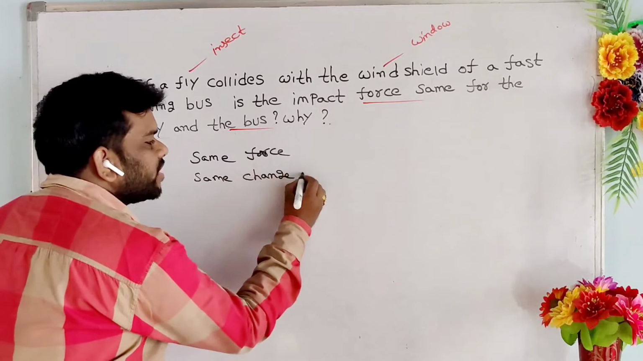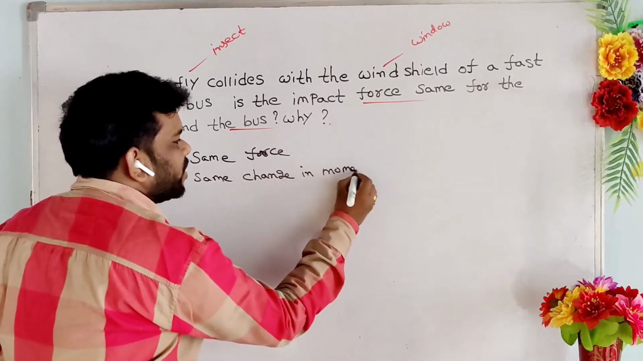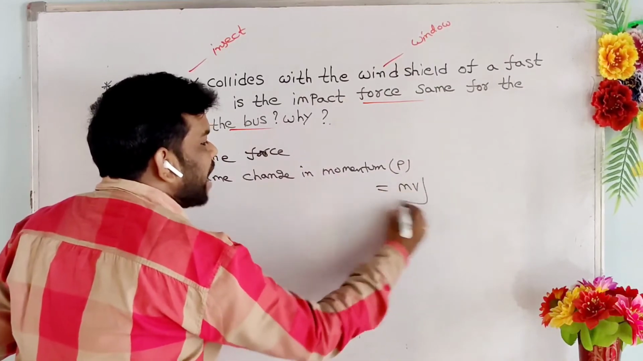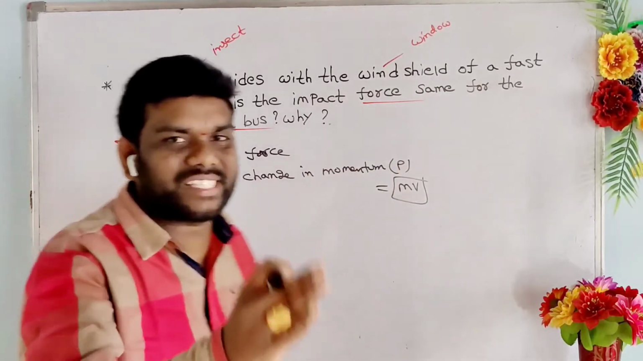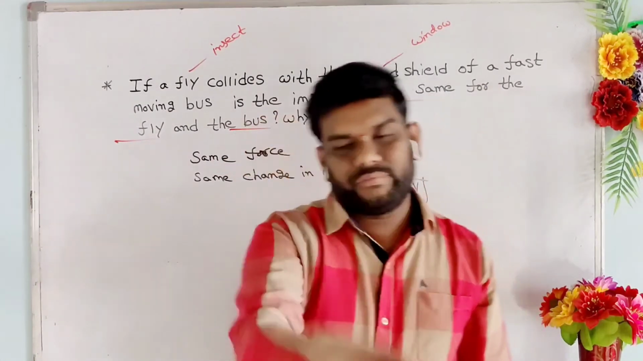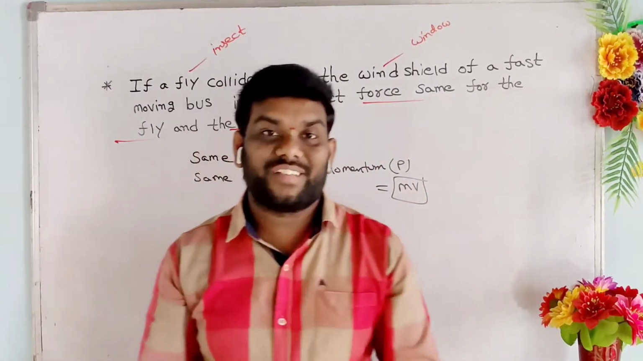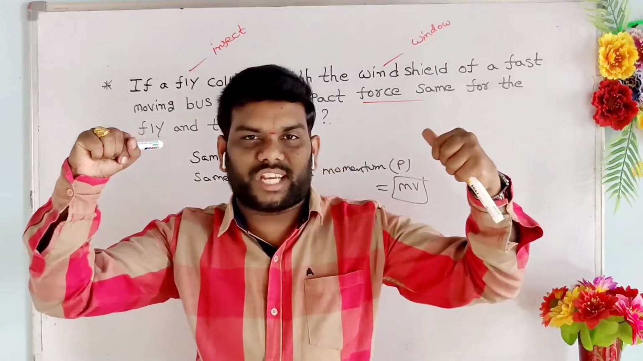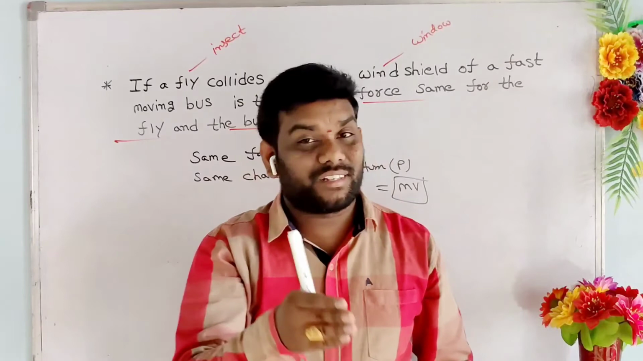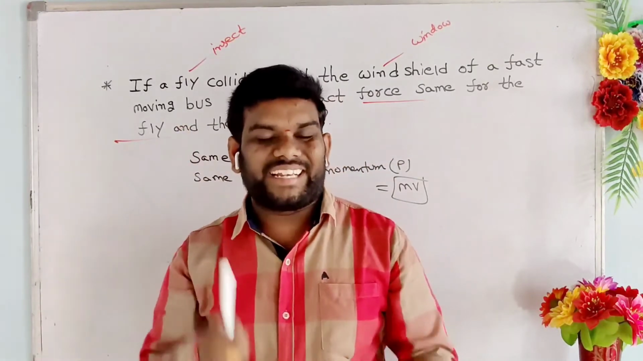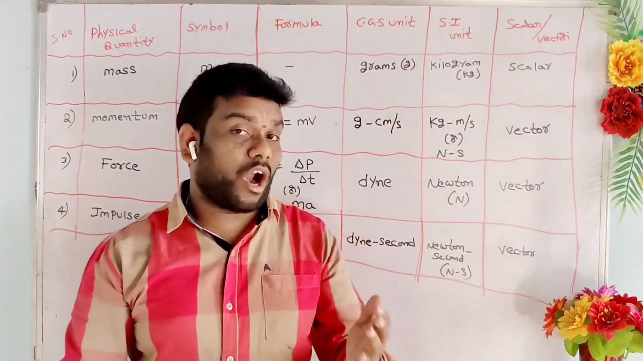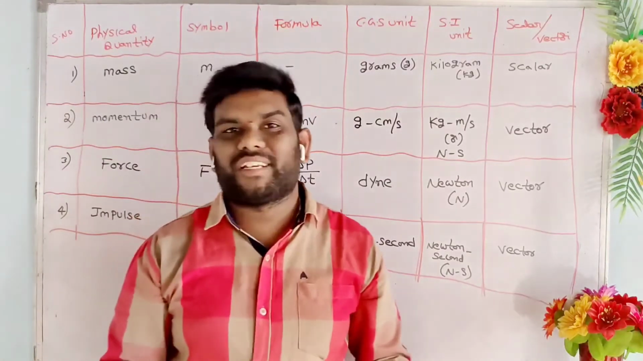Change in momentum. What is momentum? P. What is the formula of momentum? mv, mass into velocity. Force is also the same. For every action, there is an equal and opposite reaction. This fly collides with the windshield of the fast moving bus. The same force is applied in this case, but the direction is opposite. It explains Newton's third law. Up to here, the Newton's third law of motion examples are completed.